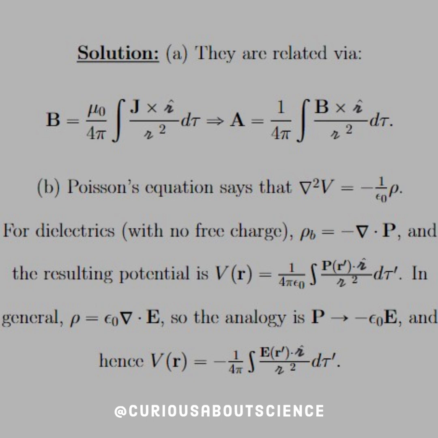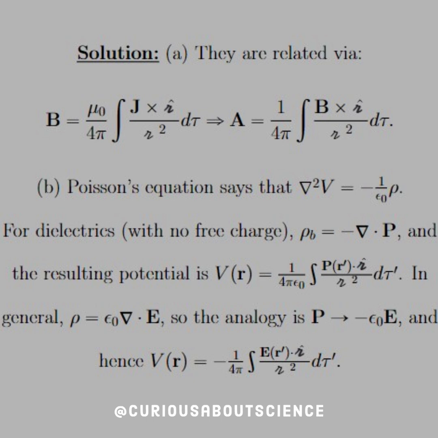Now, Poisson's equation says that del squared V is equal to negative rho over epsilon naught, all right? But for dielectrics with no free charge, the bound charge is equal to the negative divergence of the polarization. And the resulting potential is V equals 1 over 4 pi epsilon naught with the polarization dotted with the script R vector all over the script R or separation vector squared in the space.